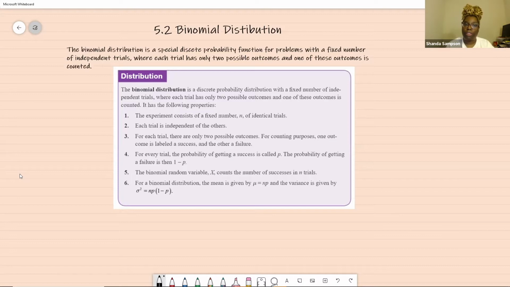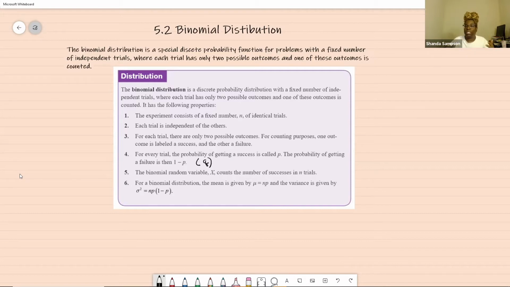Then for each trial, there are only two possibilities, and this is important. One is success and one is failure. The next property is that every trial, the probability of success, we call that p, and the probability of getting a failure is 1 minus p. In my class and in other textbooks, you may see 1 minus p also labeled q, and I use q often. Number 5 is the binomial random variable X counts the number of successes in n trials.